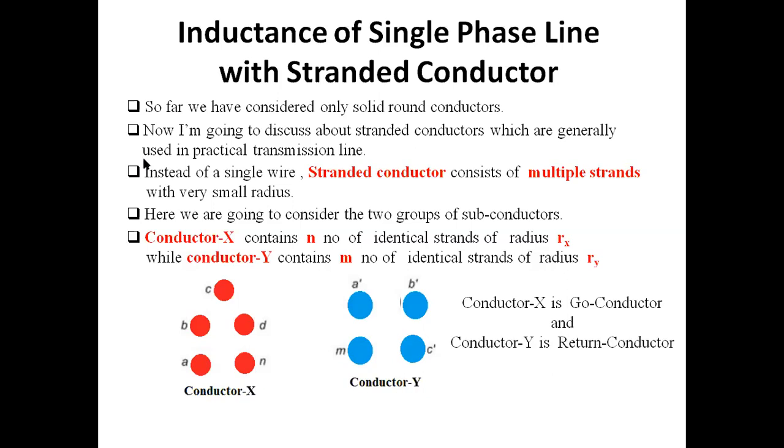So in a single phase two-wire system, you know there is a line conductor and a return conductor. Current I will pass through the X conductor, and current minus I will return in the opposite direction through the return conductor, or Y conductor. So conductor X carries current I and conductor Y carries current minus I because the direction is opposite.